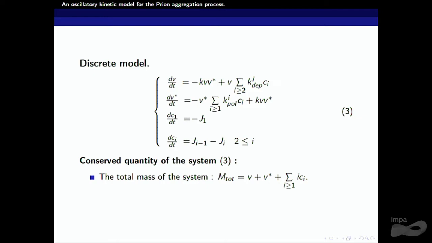So we can see close similarity between this differential system and the Becker-Döring differential system. The only difference is that the polymer of minimal size can only polymerize. And we have two other species, the monomer which is used for the depolymerization and the monomer which is used for the polymerization. And we still have the conserved quantity, which is the total mass of the system.